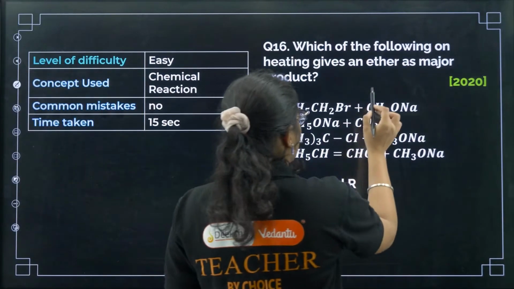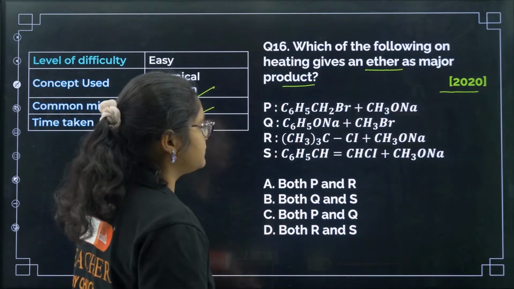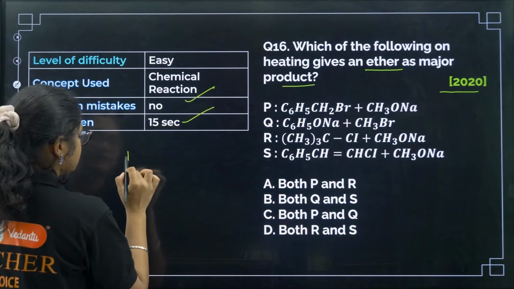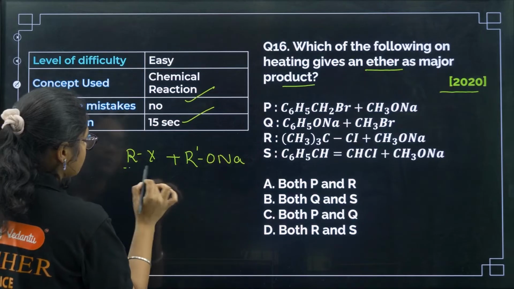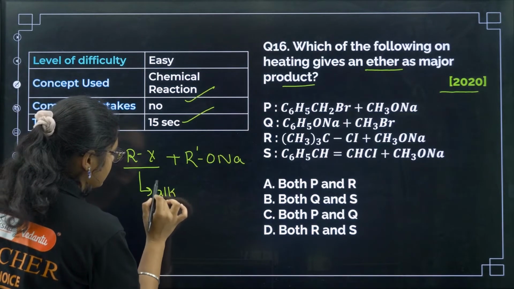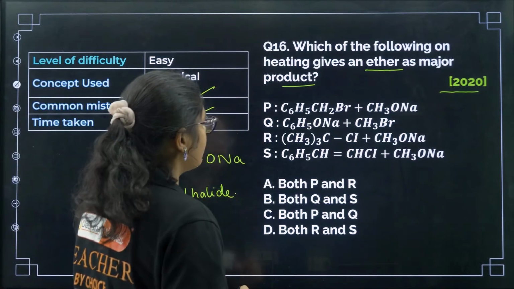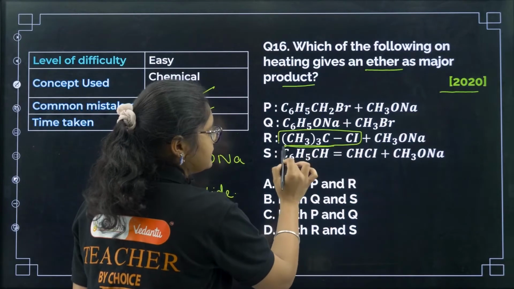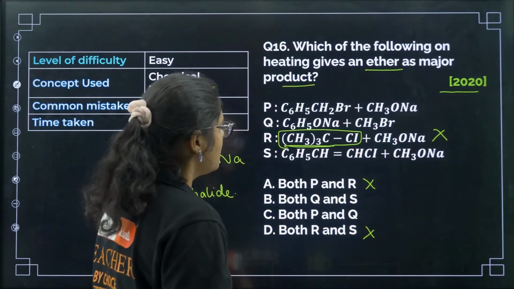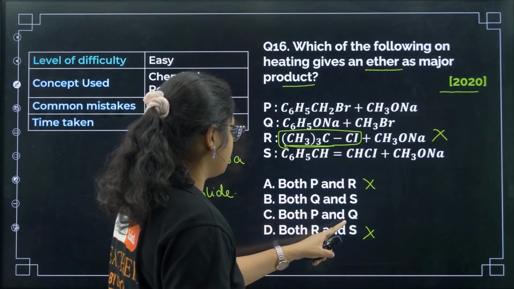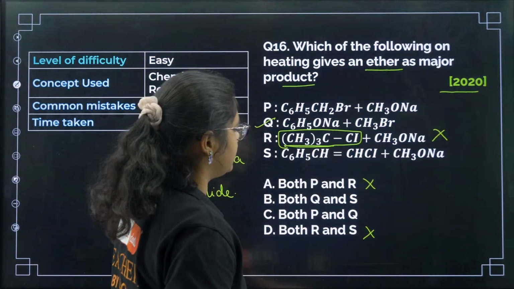Next, which of the following gives an ether as a major product? 2020 question. So chemical reactions or preparations of ether should be very clear. So if you remember Williamson ether synthesis, we have RX plus R-ONa. And here you should remember this RX must be a primary alkyl halide. Now if you see R, here this alkyl halide is tertiary, so this one will not give you. So whichever options is having R, we can eliminate both of them. Now you need to check Q and S and P and Q. That means Q is common, so Q will definitely give you. Out of P and Q, you need to check.